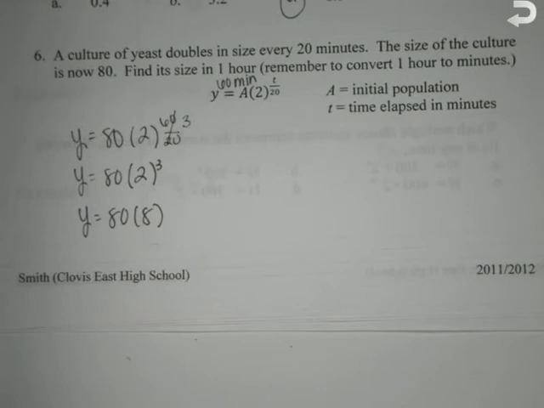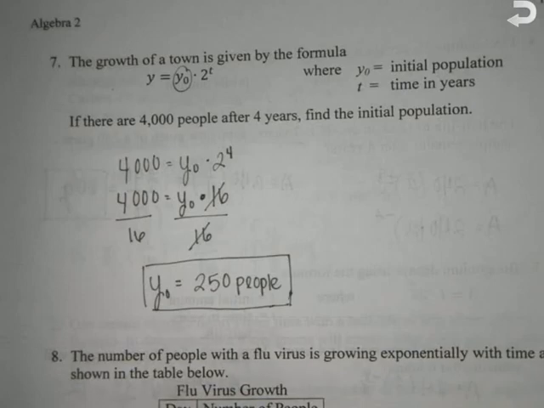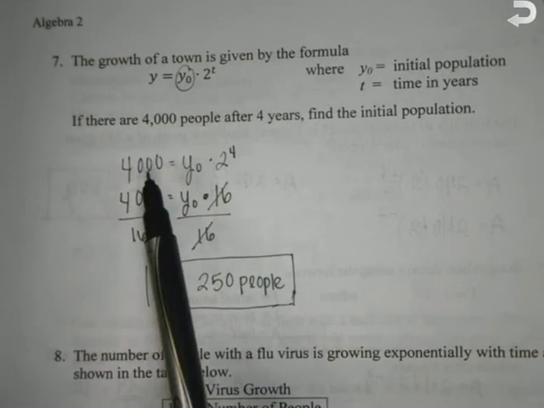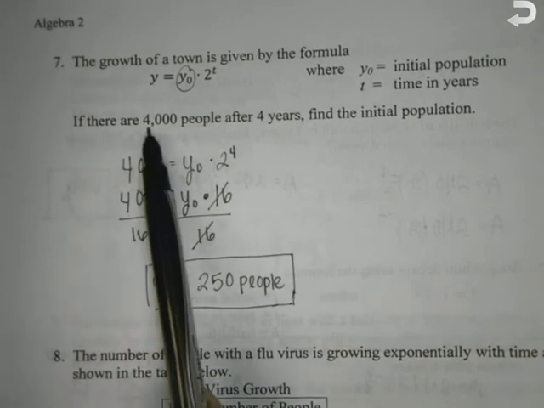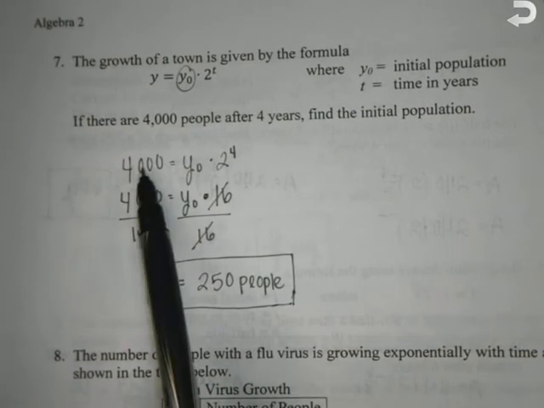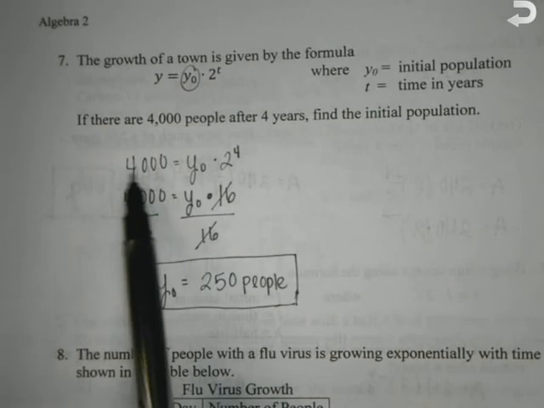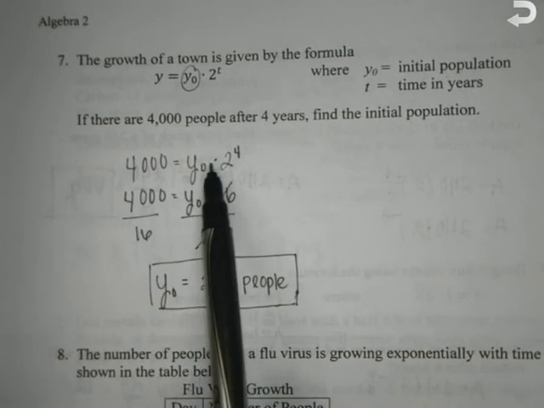Okay, so then we get 8 times 80, which gives me 640. Okay, so in this case, we knew what the end population was, but we didn't know what the initial was. So 4,000 equals y naught times 2 to the t, which was 4 years. So we divided both sides by 16 to get y naught equals 250 people. So this was a case in which we knew the final, but we didn't know the initial. So just make sure that you read the question carefully.